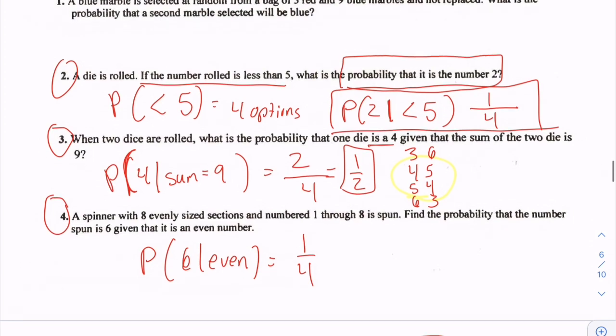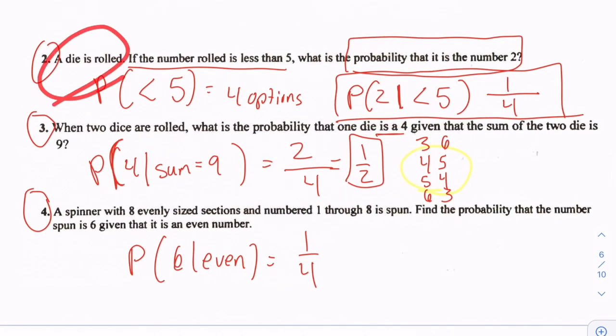Alright, so check out the answers here real quick. Okay, a die is rolled, so just one die. If the number is less than 5, so it has to be less than 5, so 5 is not included. There are 4 options. What is the probability that it is the number 2? Okay, so you already know that you're given that it's less than 5. So you have 4 options, and for it to be a 2, it would be 1 out of 4 then. Okay, pretty simple.